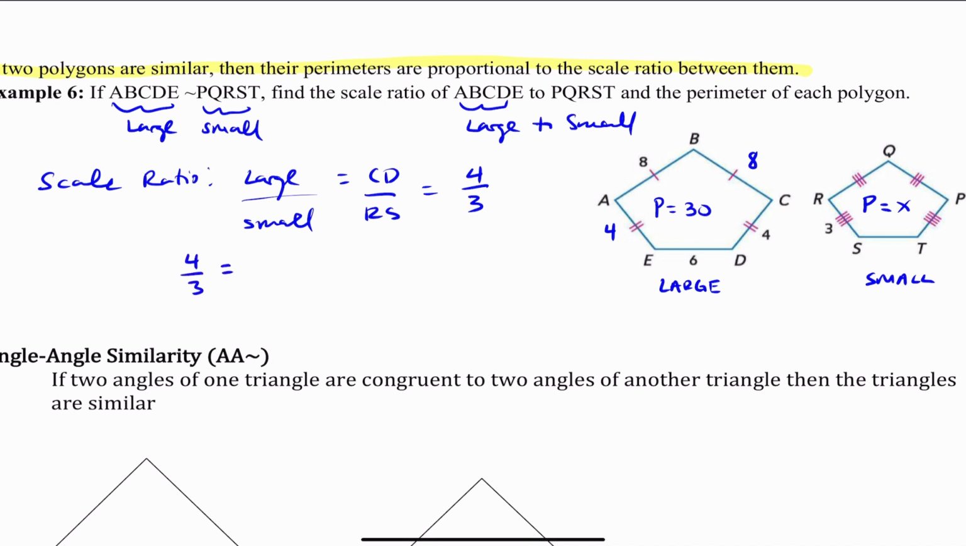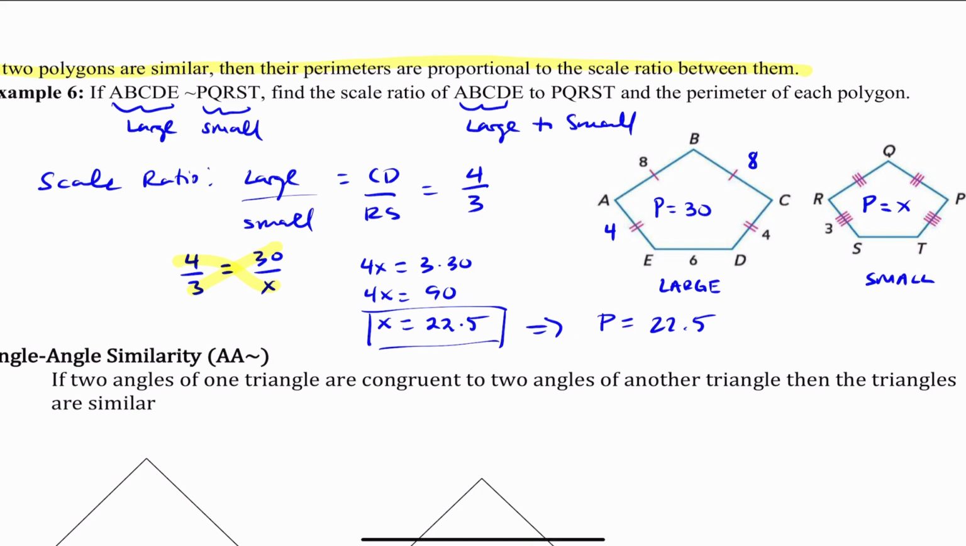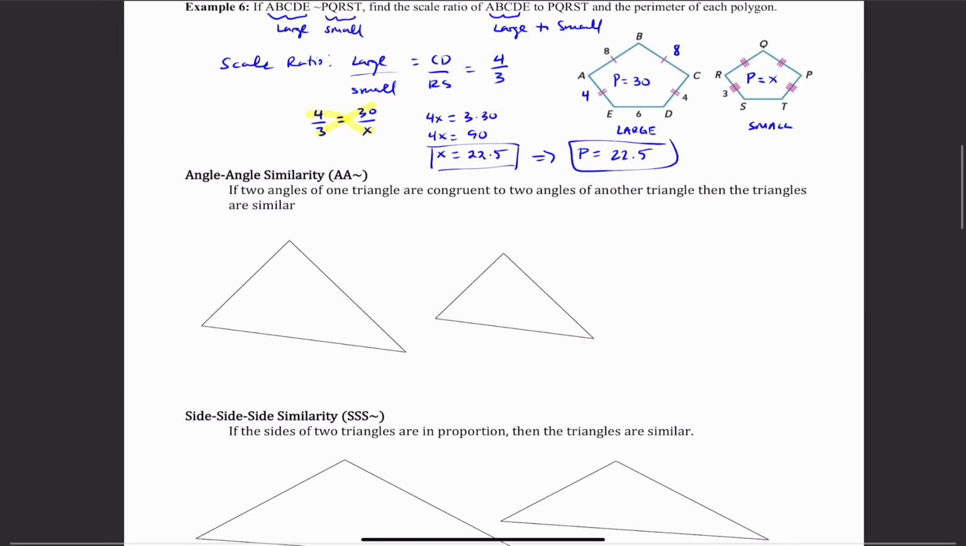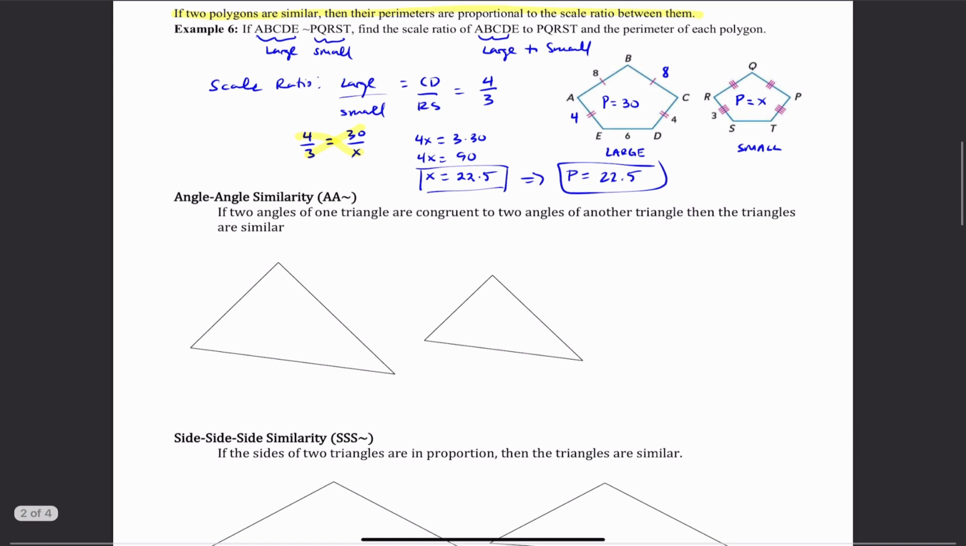So then let's be consistent, because now I'm going to create the ratio between the 2 perimeters here. Again, it's going from large to small, so 30 to x, cross multiply. So I have 4x equals 3 times 30. So that's 90. So x is equal to 22.5, or the perimeter is 22.5. Okay? So that's the answer.